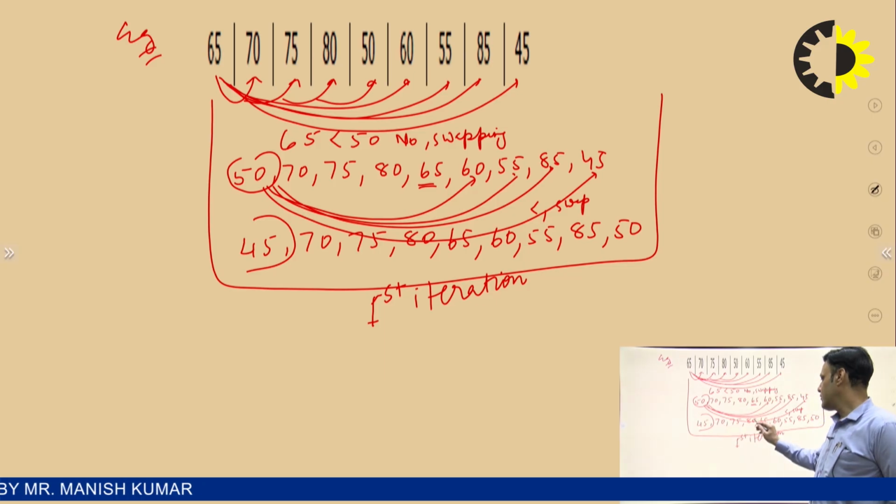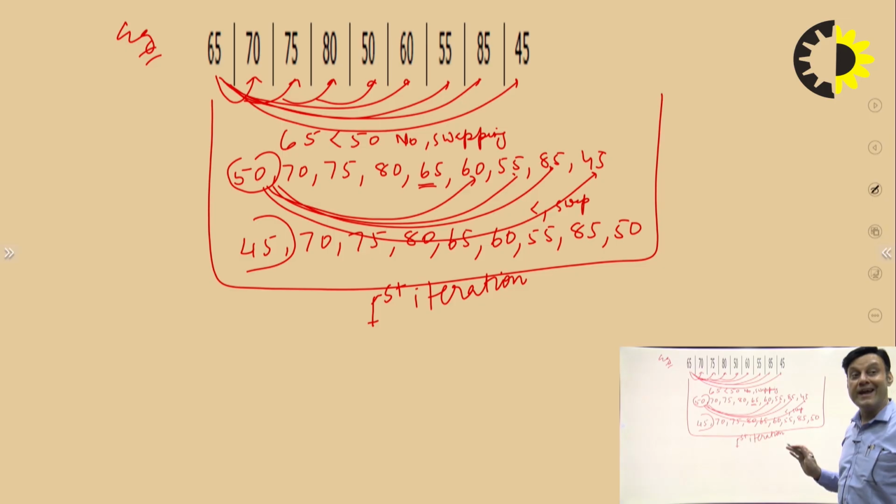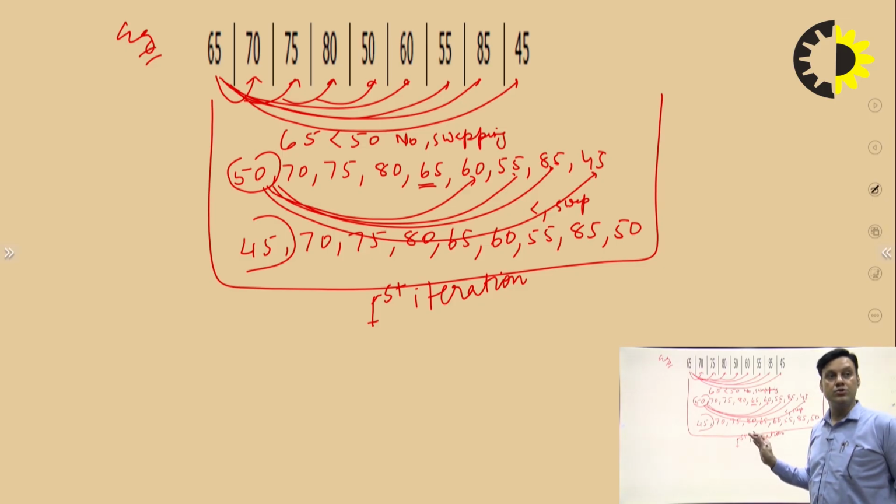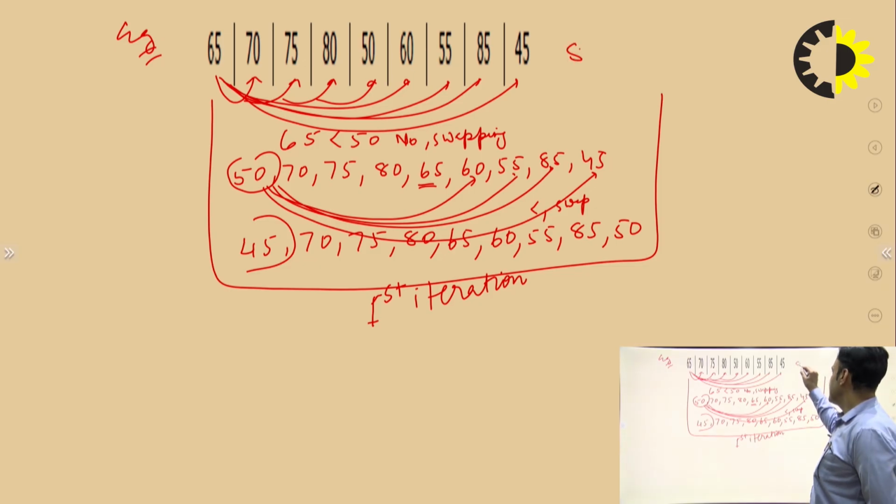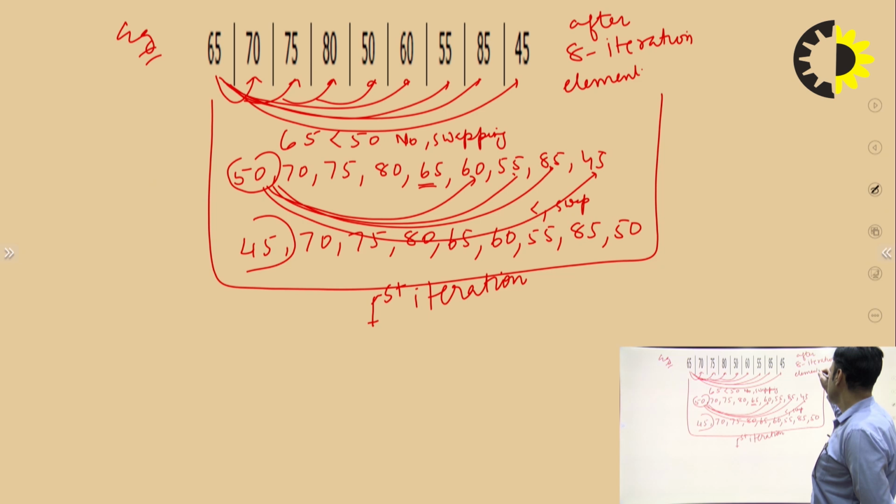1, 2, 3, 4, 5, 6, 7, 8, 9 elements are there, right? So it will take 8 iterations to sort these elements. Okay, students? After 8 iterations, the elements are sorted. Okay? And what is the concept?